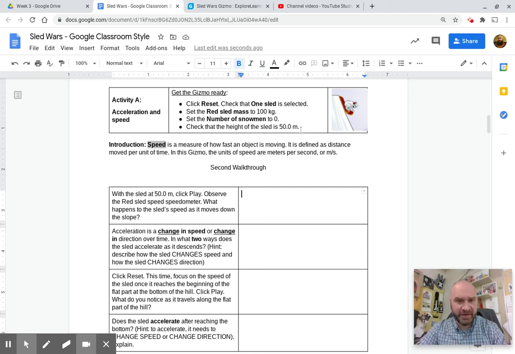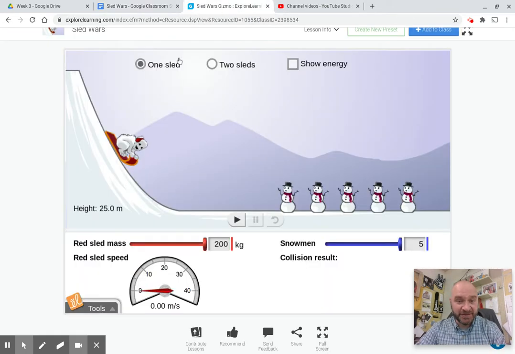Let's do activity A. We're going to make sure that we click reset, one sled. The red sled mass is 100. That's a lot. Let's do this now. So one sled. Oh, I got to set this to 100. Okay, good.